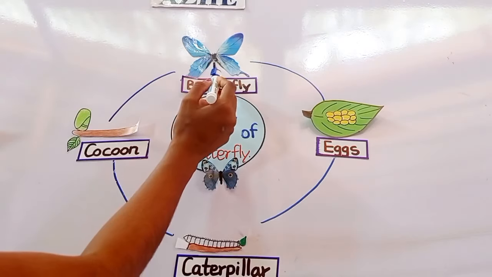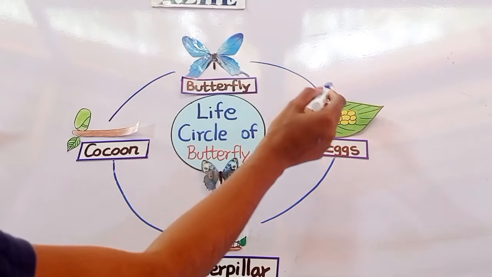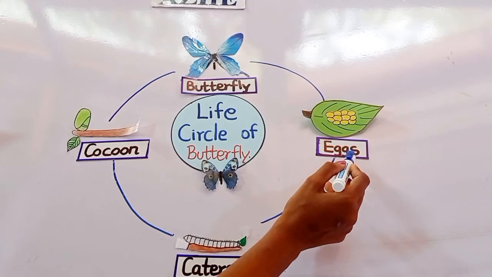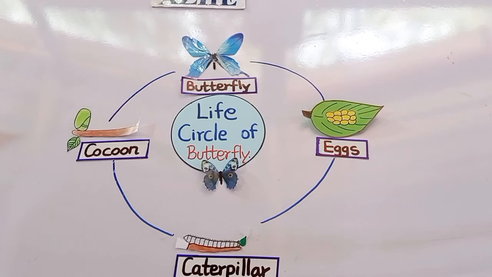Again, the butterfly lays eggs. It happens in a circulation. So that's why we call it the life cycle of a butterfly.